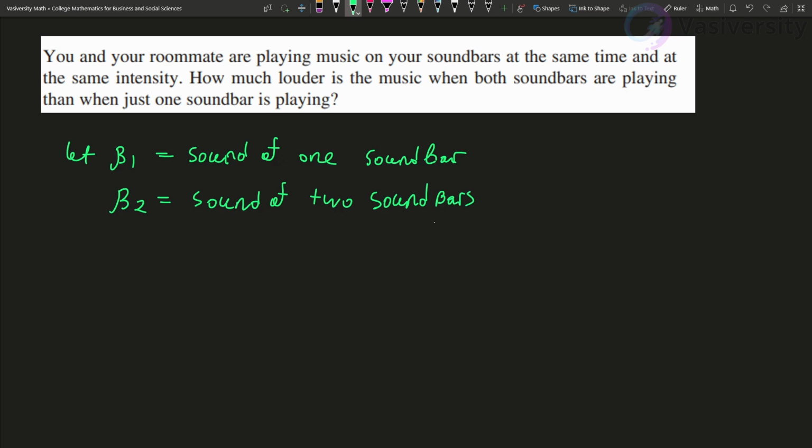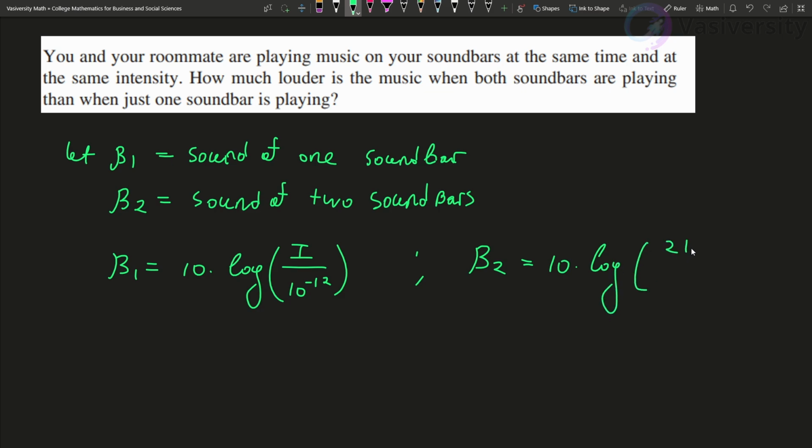So that means beta 1 is equal to 10 times logarithm base 10 of I over 10 to the negative 12. And beta 2 is equal to 10 times logarithm of 2I over 10 to the negative 12, where I is essentially the sound of a soundbar, right? And 2I because we have two of them now.